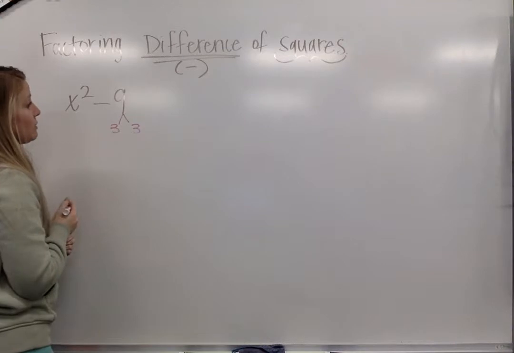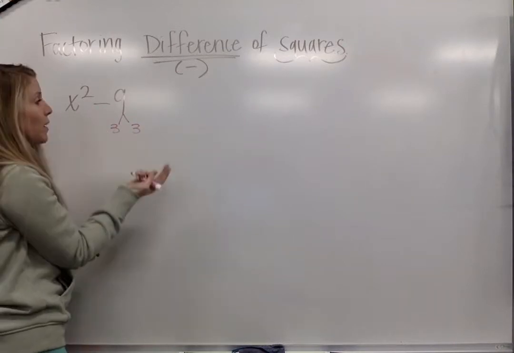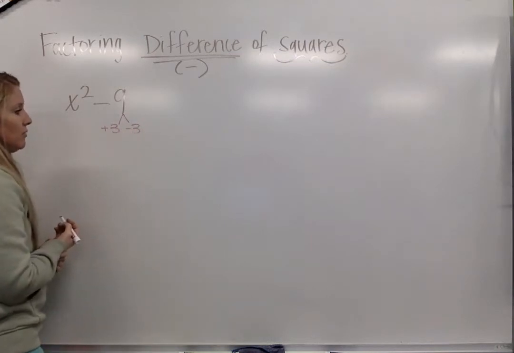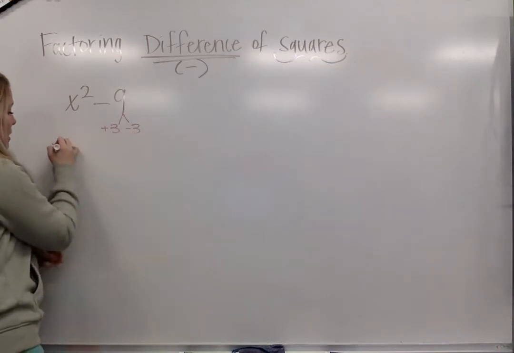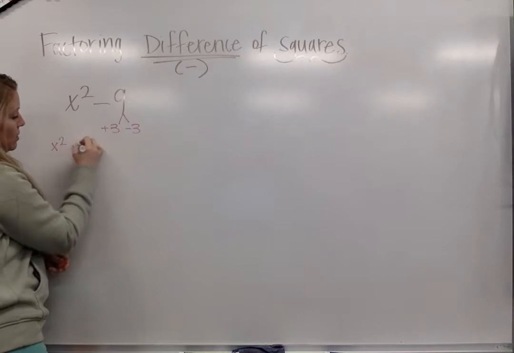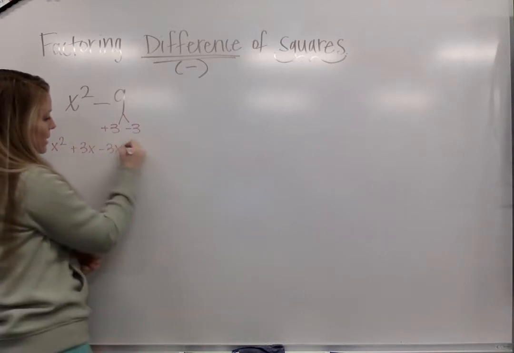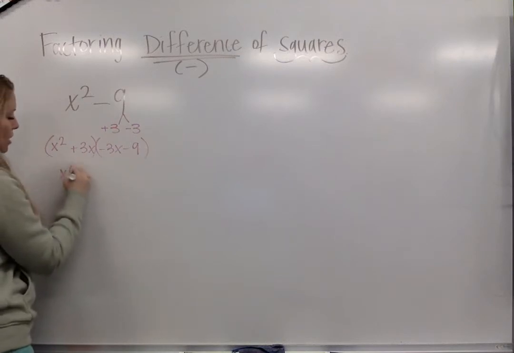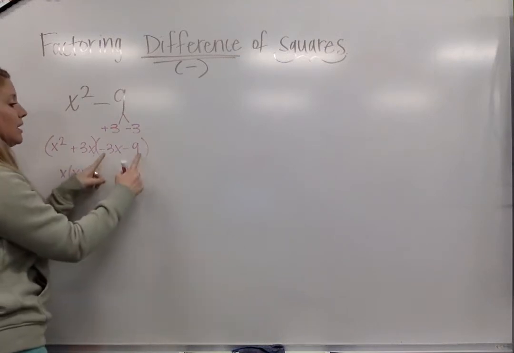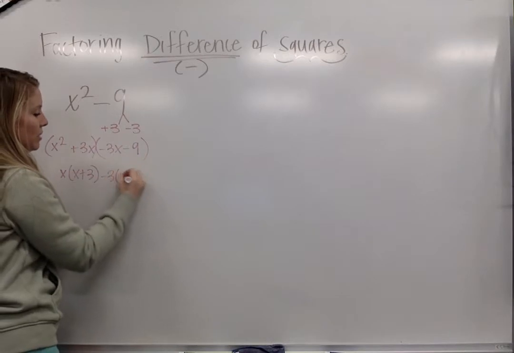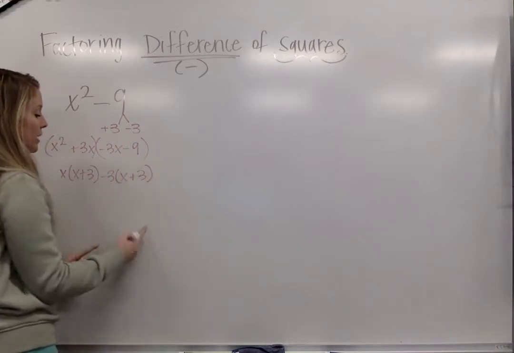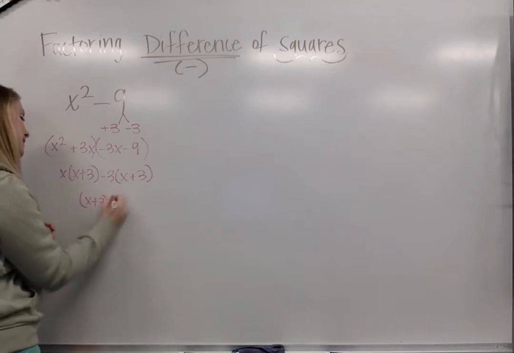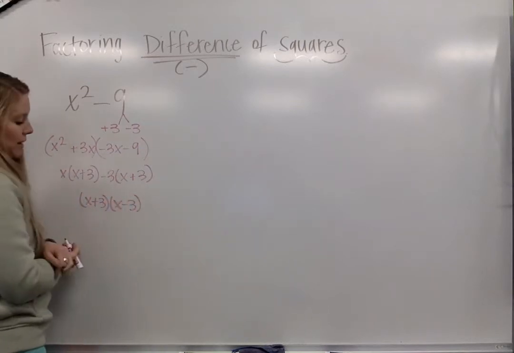Factors of 9 are 3 and 3. There's no middle term, so we want them to combine to equal 0. So I'm going to make this one positive, this one negative. So if we split and we say x squared plus 3x minus 3x minus 9, and I group. Here we have an x in common, I get x plus 3. Here I have a negative 3 in common, which leaves me with x plus 3. So together, we've got that x plus 3 and x minus 3.